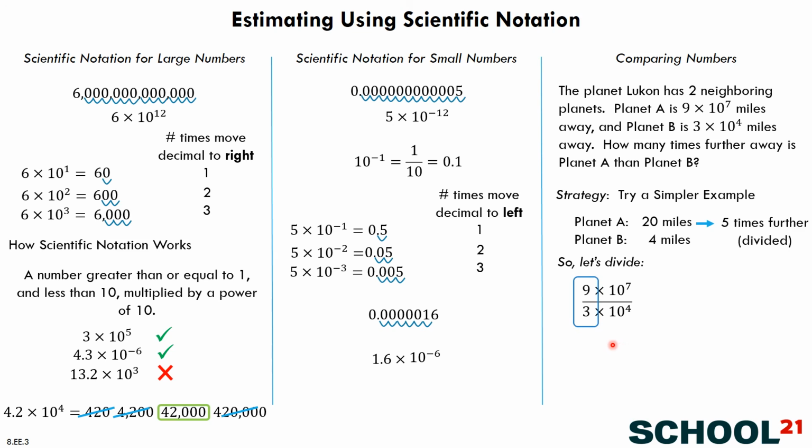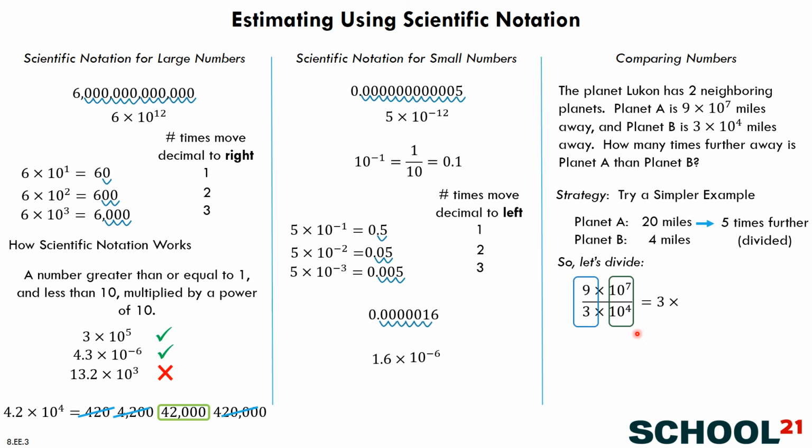What you do is you take them in pieces. You're going to talk about the first part of the scientific notation, and then you're going to talk about the second part of the scientific notation. You're going to address them separately. So what's 9 divided by 3? 3. Okay, so we know that part, this part here is just 3.